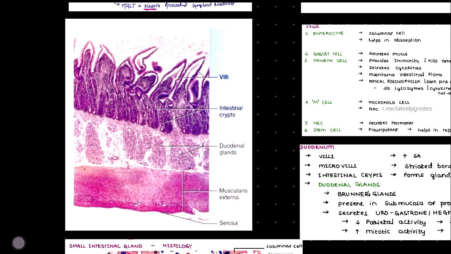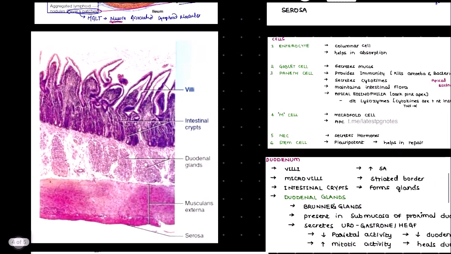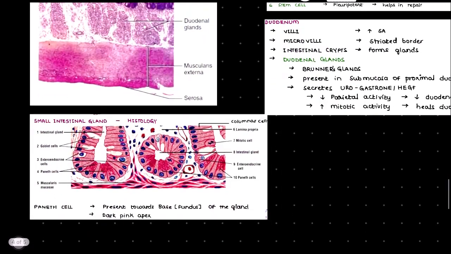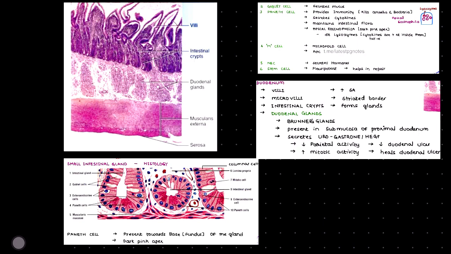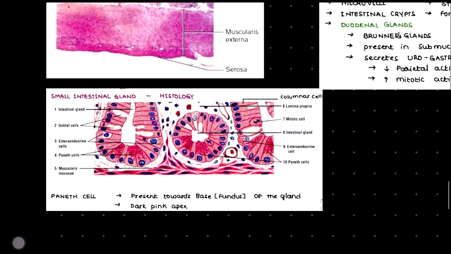Now let us talk specifically about the cells. As I've said, these intestinal crypts are responsible for forming what? Intestinal glands. Now let us talk about the histology of the intestinal gland.